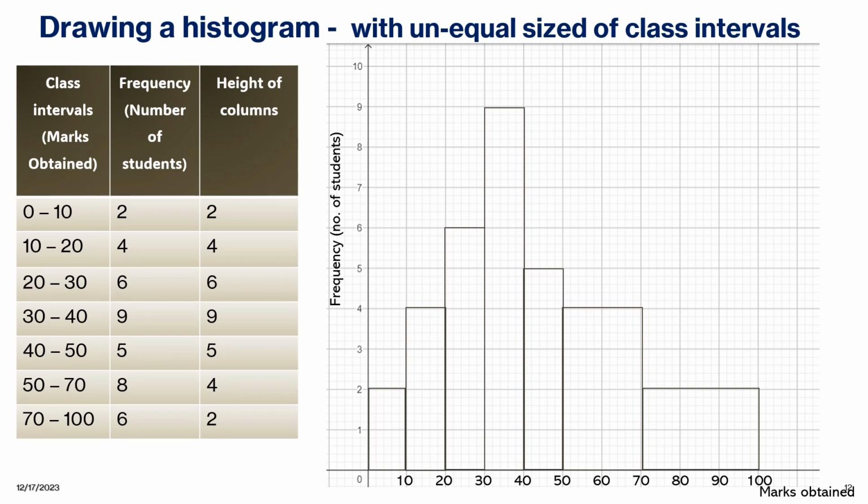50 to 70, we know the width of the class interval. We take as 2 units into 4. 2 times 4, 8. 70 to 100, we know the gap is 3 units into 2, 6. That is how we construct histogram for a unequal size of class intervals.